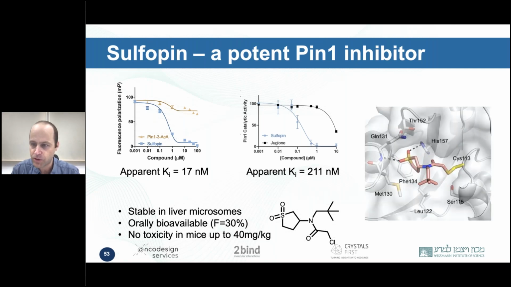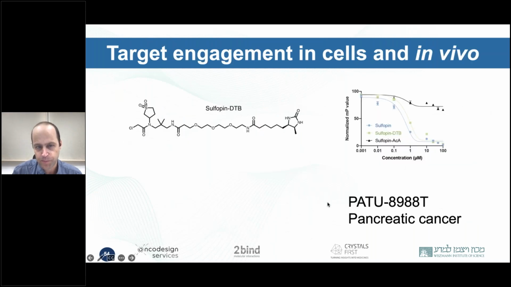We were also able to determine a co-crystal structure with sulfopin at the active site of PIN1. Here you can see the covalent bond formed with cysteine 113, and this explains nicely the SAR. The sulfolane motif binds in the proline binding pocket, forming 2 buried hydrogen bonds here that are pretty favorable enthalpically, and the tert-butyl chain rests on this leucine 122, but also sterically blocks access to the chloroacetamide, which may explain why sulfopin was less reactive than other substituents at this position.